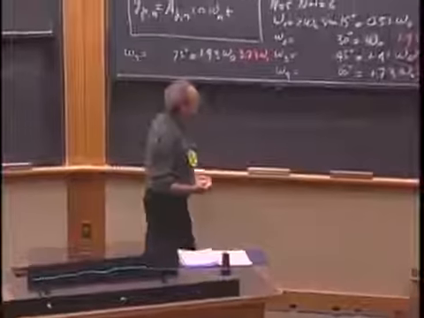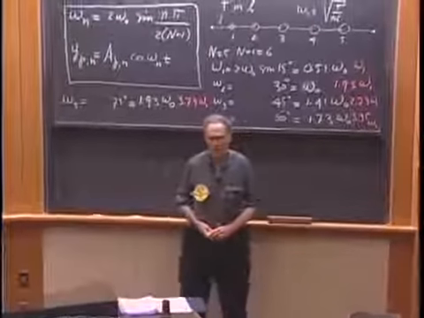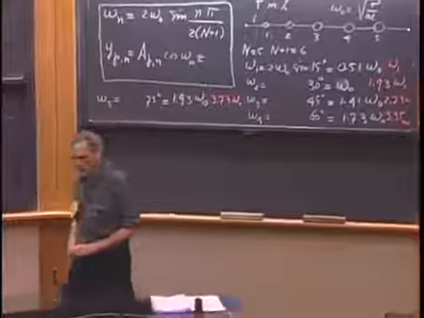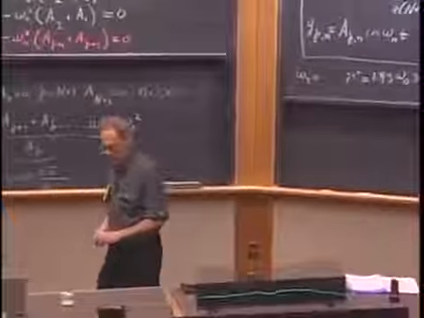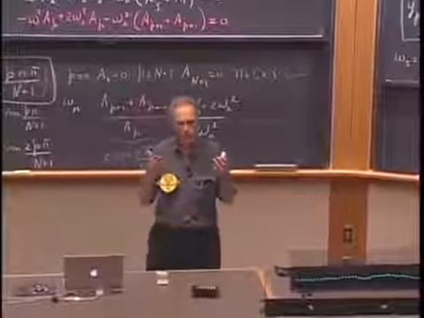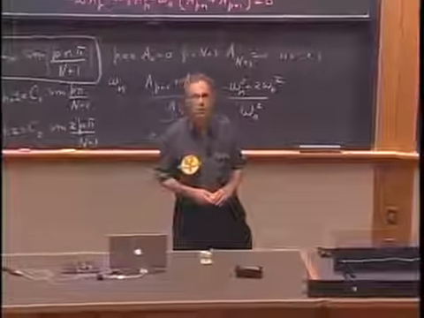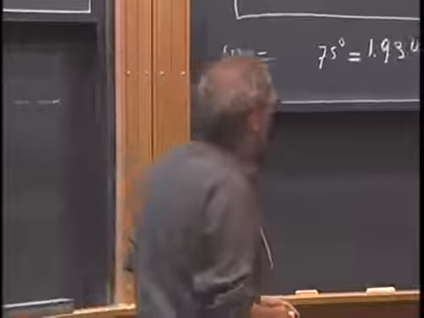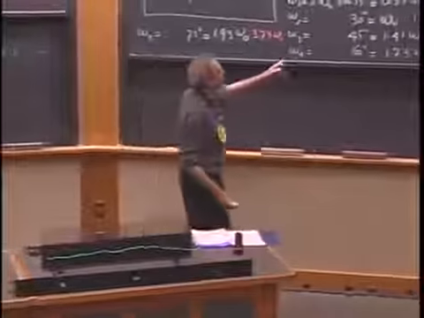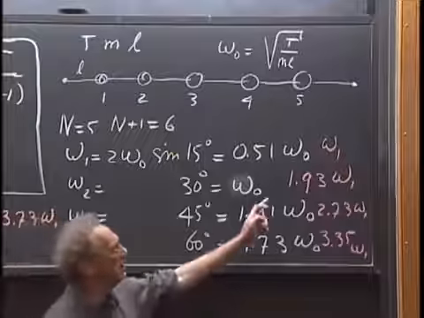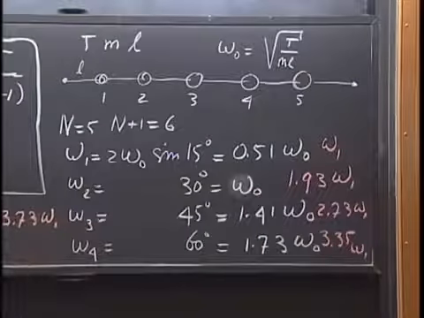What I will do to make life simple is generate all 5 normal modes for you, and I will start them off all at 0 speed when I show you the simulation. The first one that I'm going to show you is number 1. And then I'm going to show you number 2.